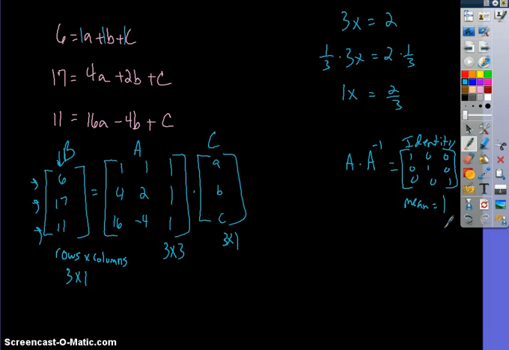So basically, understand this. If I have this equation, which is B equals A times C, and I want to solve that, I have to multiply the left side by A inverse, and multiply the right side by A inverse. A inverse times A is 1C. So I get C equals A inverse times B, which gives me answers.